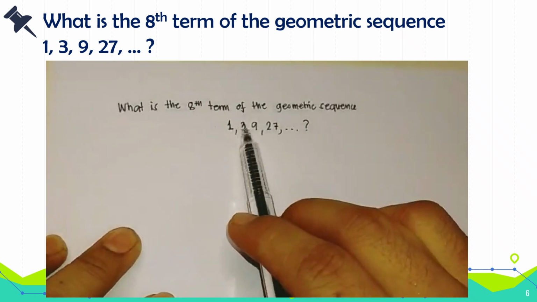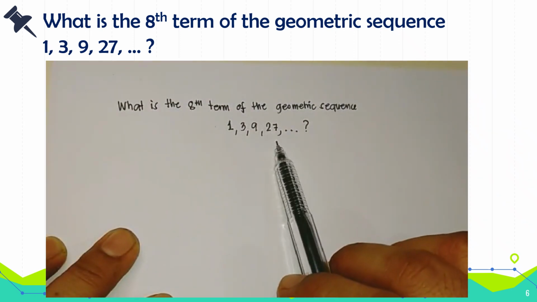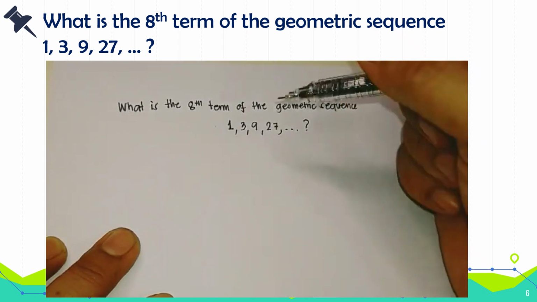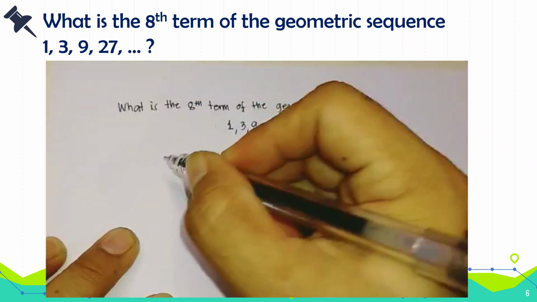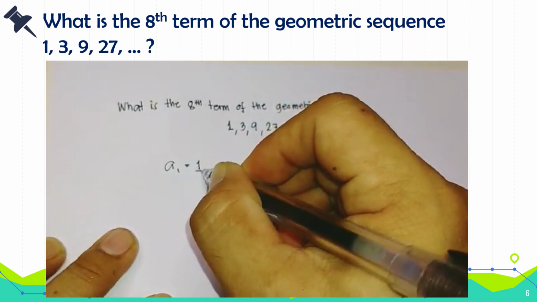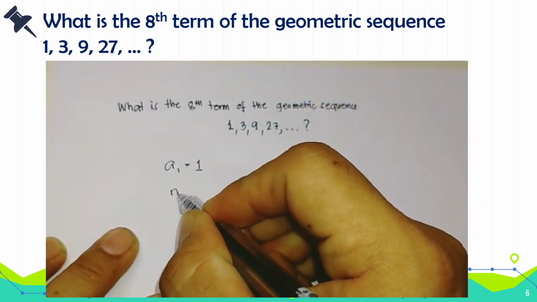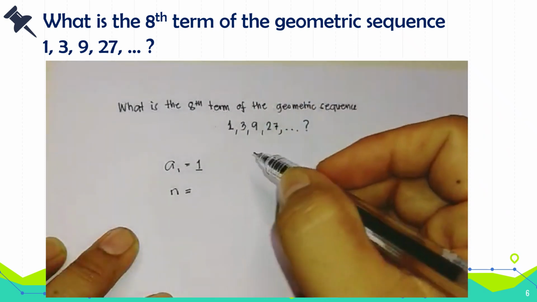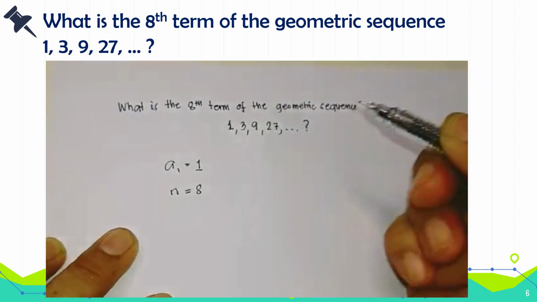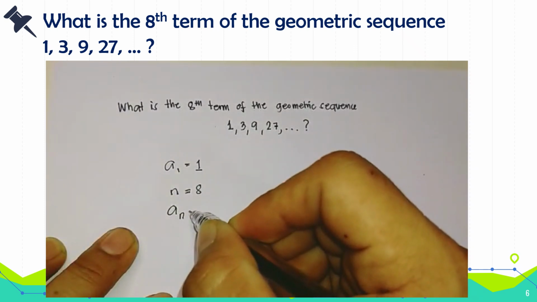What is the 8th term of the geometric sequence 1, 3, 9, and 27? Let's first identify the given. Our a sub 1 is 1. Our n will be 8. We are looking for a sub 8.